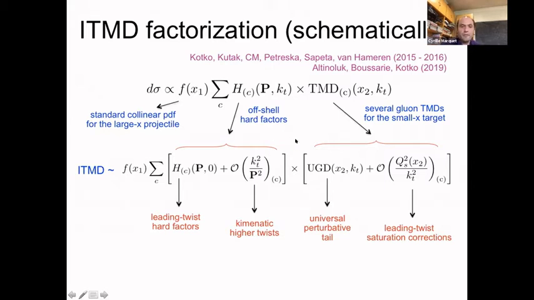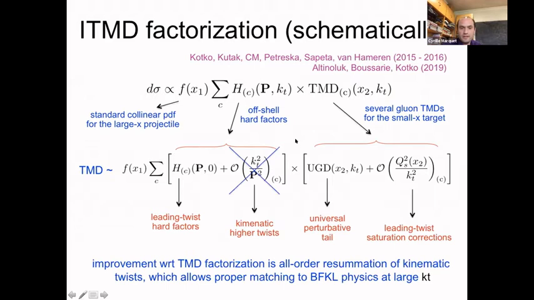So in what sense is the TMD factorization improved by this formula? It is improved precisely because of these kinematic higher twists, which are absent in the TMD framework, but which we have here, and which allow us to apply the formula not only at very small KT, but also going to large KT, as large as the momentum P. That allows us to match a TMD formula to BFKL physics.